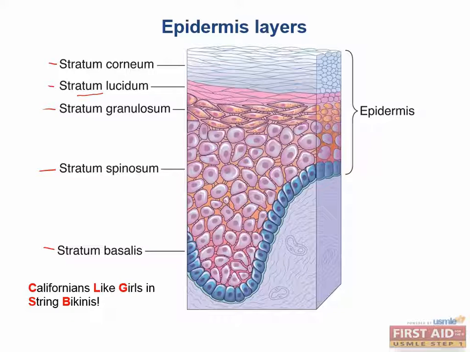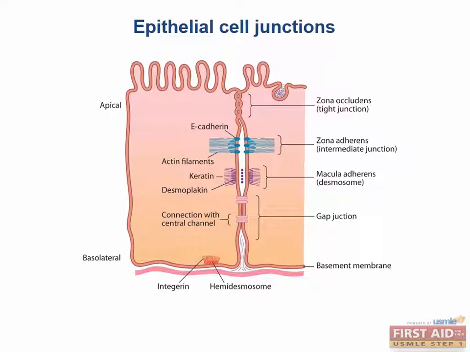So how are you going to remember this? Remember that L in lucidum is the only letter that is also in both words palm and sole. This diagram also covers a fairly important set of topics. The structures we're going to discuss provide the integrity of the epithelium and allow cells to have specific functions. Here's the apical side of the cell up here, and the basolateral side is down here.